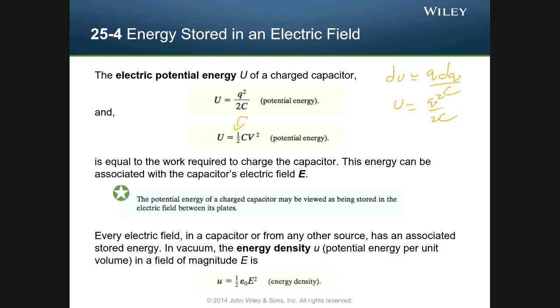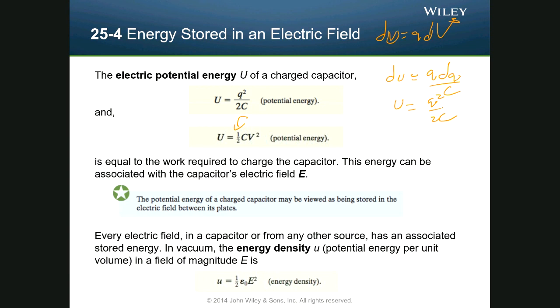And so this is the work required to charge a capacitor, and this energy can be associated with the capacitor's electric field. So U is the potential energy. Remember, dU is equal to Q dV, the change in potential. That's it. It's awful because I don't have good handwriting. So the V, these both look the same, but they're not. This is a V, and this is supposed to be a U.